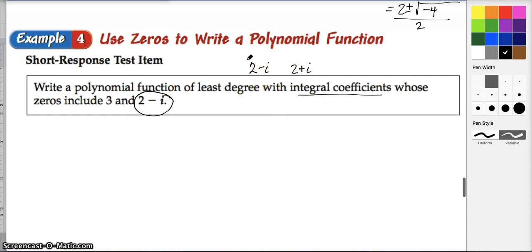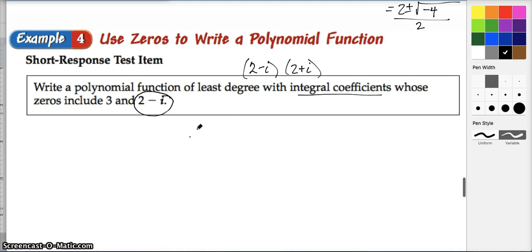So know that they always come in pairs, not just any old pairs, but conjugate pairs. This tells me the fact that I've got this one imaginary root lets me know that 2 plus i is also a root, or a zero, and then 3 is a zero. So how do I write that? Write a polynomial function of least degree. So the least degree I can have is 3.